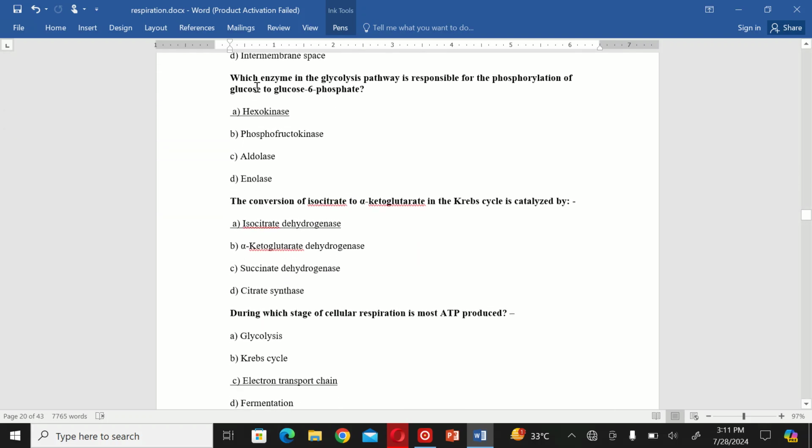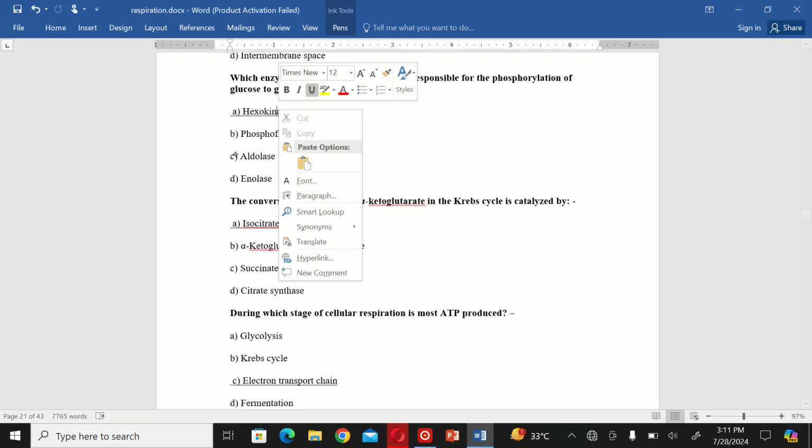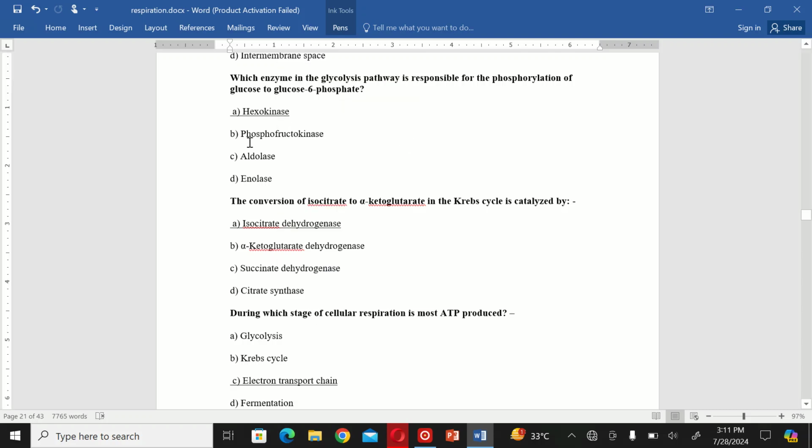The next MCQ is which enzyme in the glycolysis pathway is responsible for the phosphorylation of glucose to glucose 6 phosphate? A. Hexokinase, B. Phosphofructokinase, C. Aldolase, and D. Enolase. So the correct option is A.